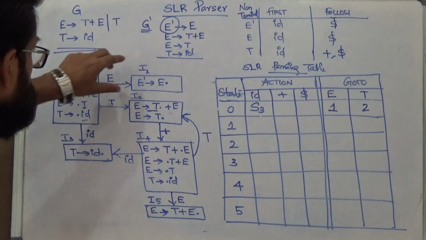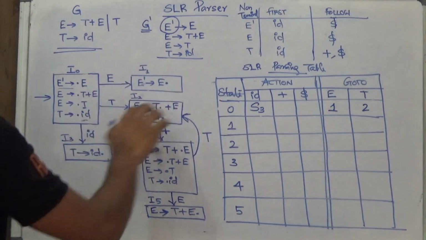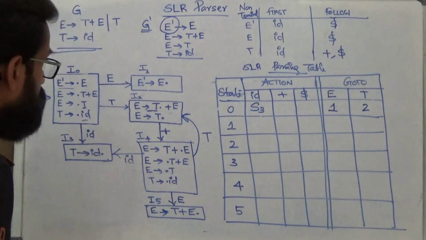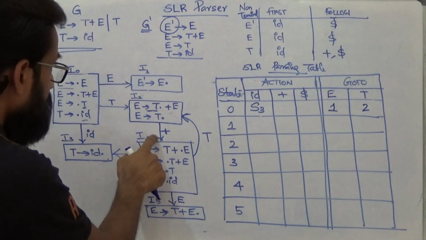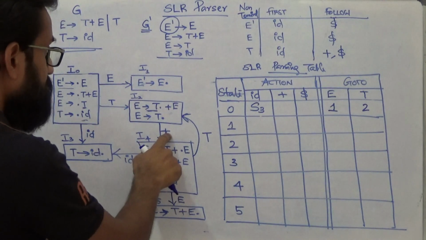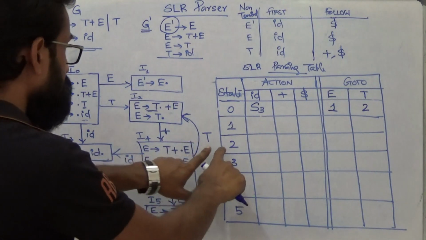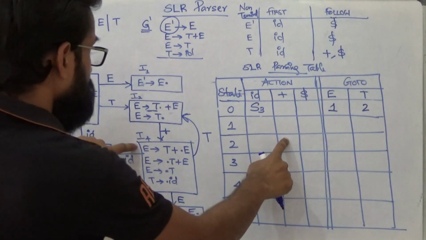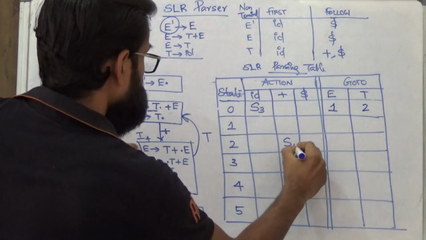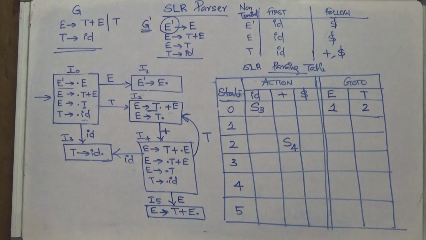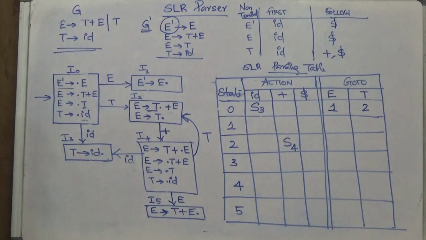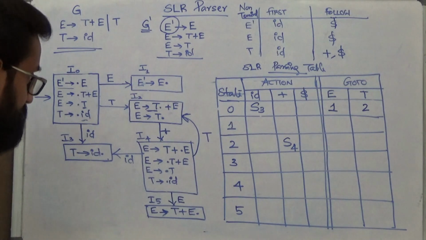Now you can process I1. If I take I1, it is not having any transition. So leave it. Now you can take I2. I2 is having only one transition corresponding to terminal plus. So that will be a shift operation from state 2 for terminal plus, shift state 4. Now you can take the next state I3. I3 is not having any outgoing transition. Now we can process I4, that's state 4.